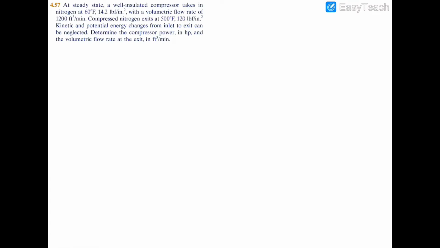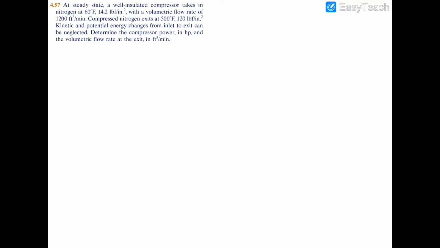Okay guys, so here we have a well-insulated compressor accepting nitrogen. It looks like we have the temperature and the pressure given, as well as the volumetric flow rate at the inlet. And then we're going to compress that nitrogen, and it's going to exit at a given temperature and pressure. We're told we have no kinetic energy and no potential energy from the inlet to the exit. And then also we're going to be looking for the compressor's power in horsepower, as well as the volumetric flow rate at the exit in cubic feet per minute.